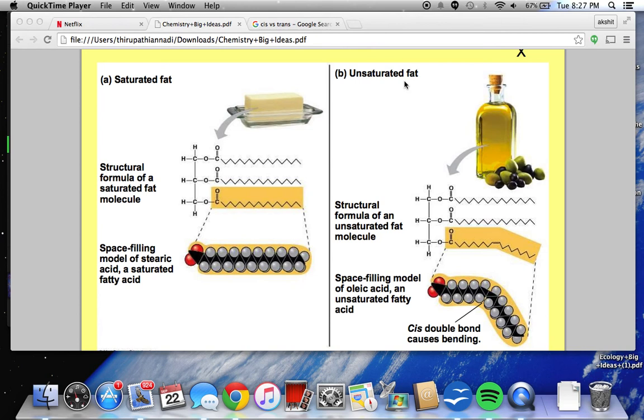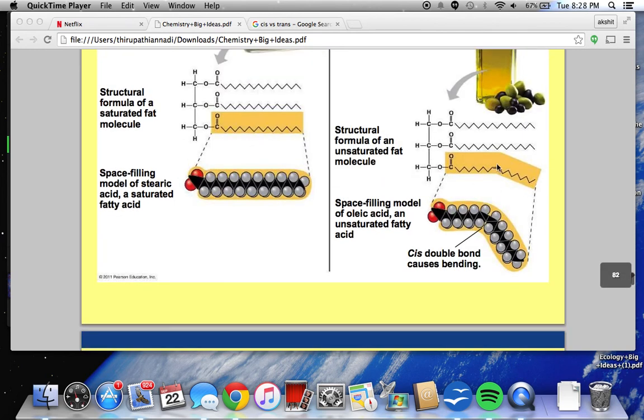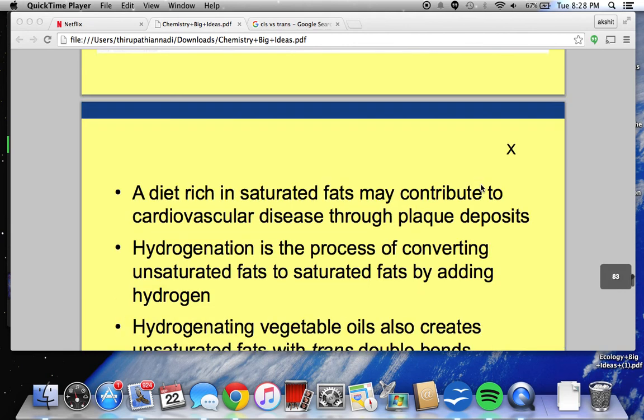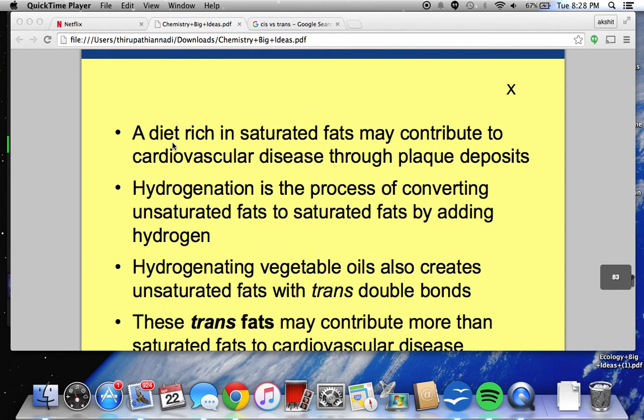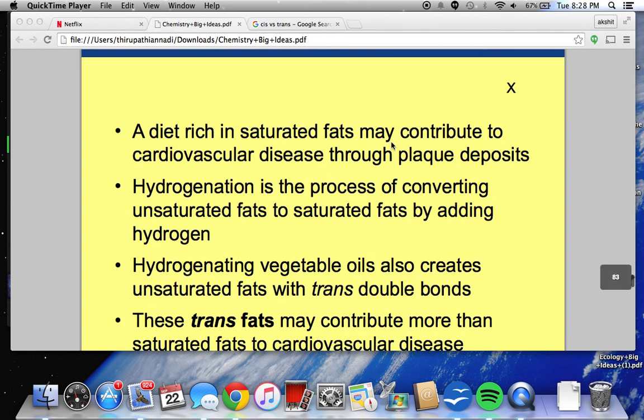So all your liquid oils, your corn oil, canola oil, those are all unsaturated. All your butter, lard, and that stuff, it's all saturated. And this is cis double bonding, and I'm gonna go over cis and trans in a second. Like I said, a diet rich in saturated fats leads to deposits in your blood vessels, blah blah blah.